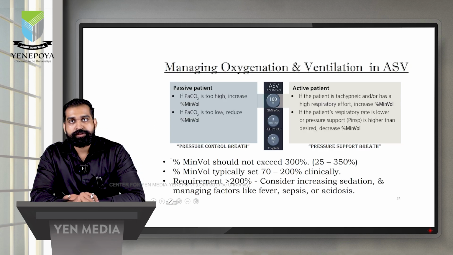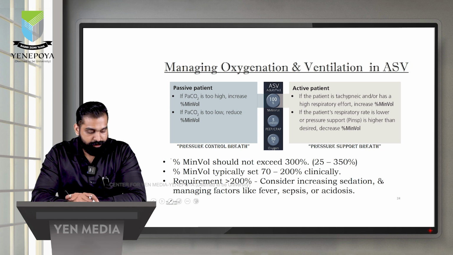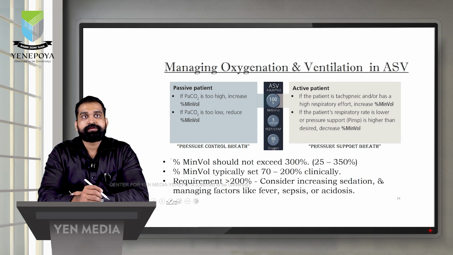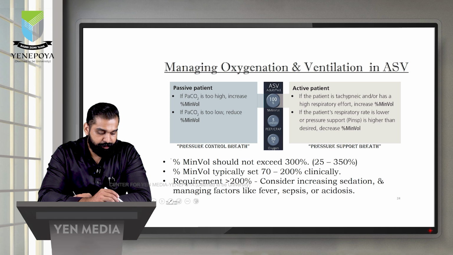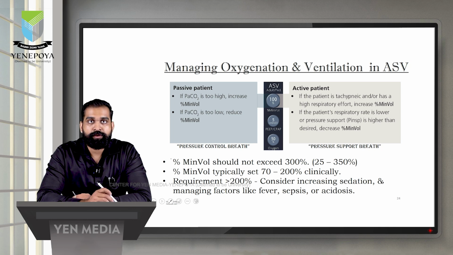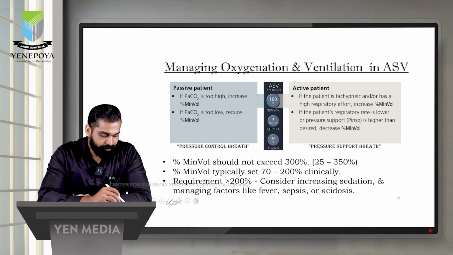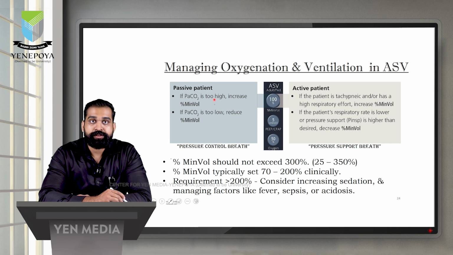Now to talk about managing oxygenation and ventilation. Managing oxygenation and ventilation in passive and active patients is quite straightforward and simple as well. Now if the patient is passive, then the ventilator is going to behave like a pressure controlled mode of ventilation and it's going to deliver pressure controlled breaths. And if the patient is active, it's going to provide the patient with pressure supported breaths. So in a passive patient, it provides pressure control. Active patient, it provides pressure supported breaths.